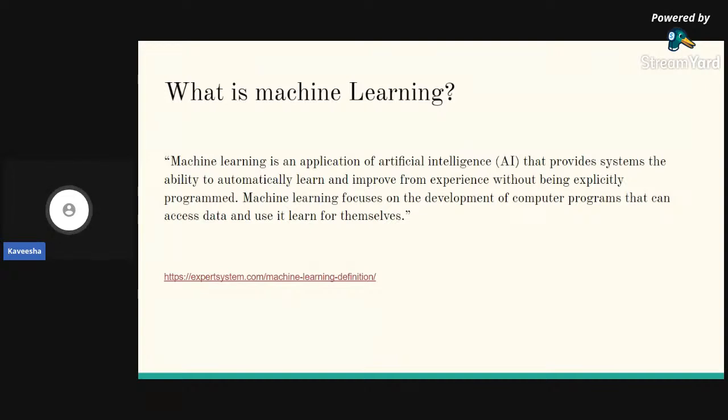So what exactly is machine learning? According to a definition, machine learning is an application of artificial intelligence that provides systems the ability to automatically learn and improve from experience. Usually, programmers and computer scientists write the code and program to get some expected results. But in machine learning, the difference is that it focuses on the development of computer programs that can access data and learn by themselves without being explicitly programmed. That's the specialty of machine learning.